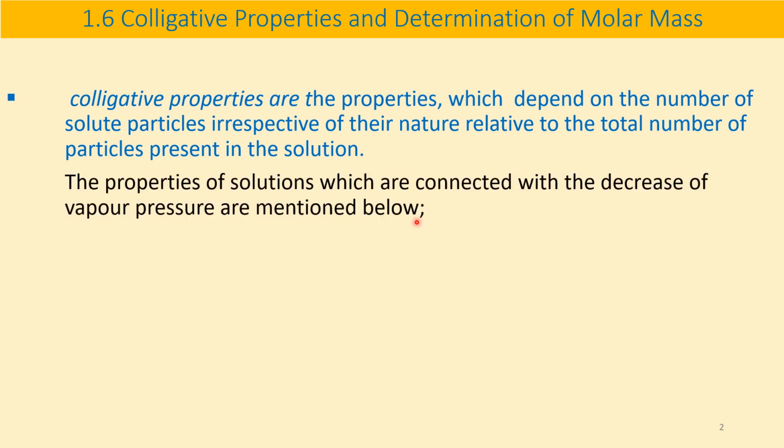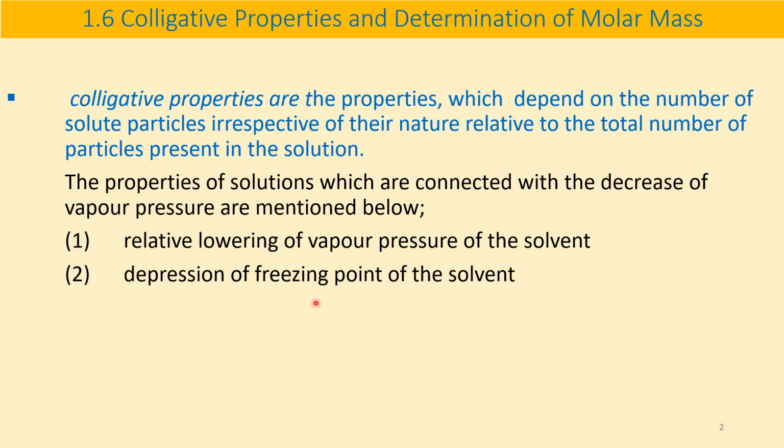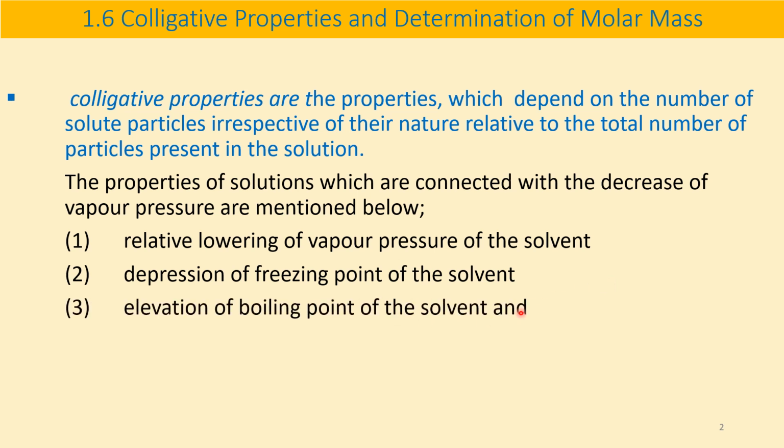The properties of solutions which are connected with the decrease of vapor pressure are: first, relative lowering of vapor pressure of solvent; second, depression of freezing point of solvent; third, elevation of boiling point of solvent; and fourth, osmotic pressure of the solution. The word colligative is taken from the Latin word: co means together, ligare means to bind.